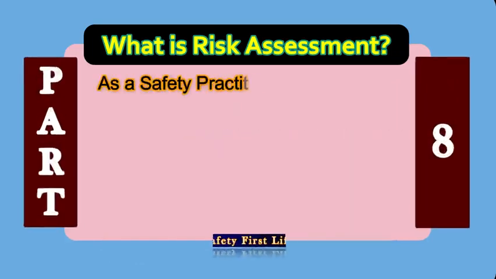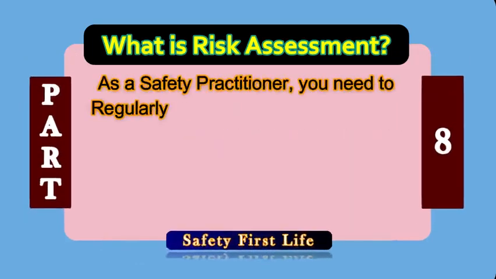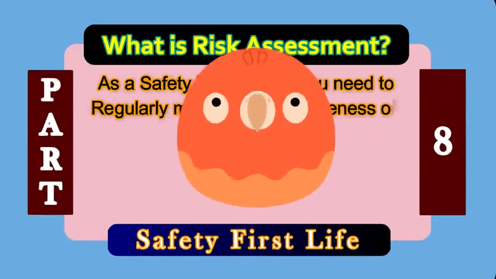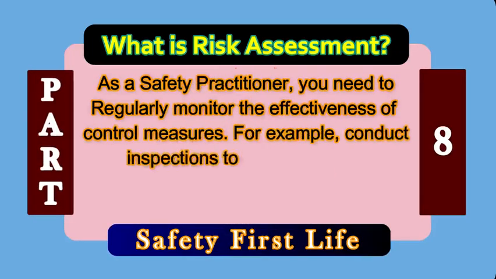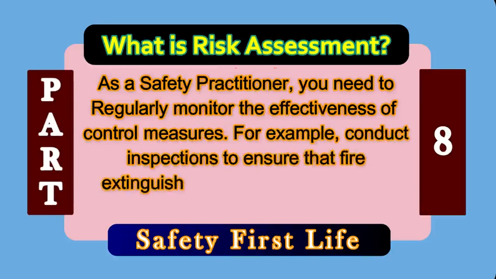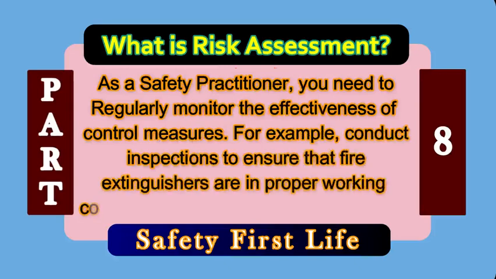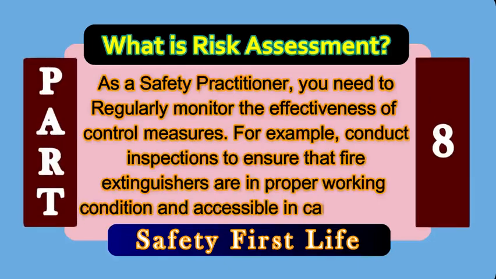Step 6, monitor and review. As a safety practitioner, you need to regularly monitor the effectiveness of control measures. For example, conduct inspections to ensure that fire extinguishers are in proper working condition and accessible in case of a fire.